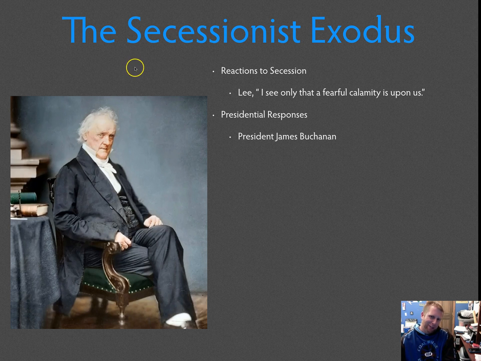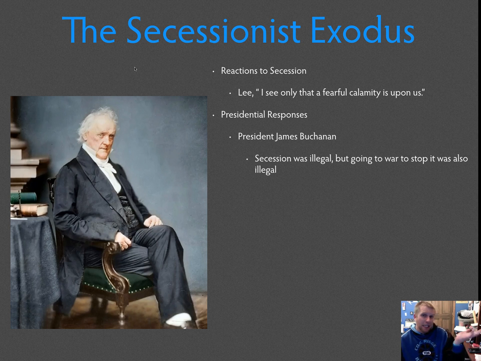James Buchanan, here's why he's not a very good president. He said, secession's illegal. You can't do that, but I can't fight you to stop you. It's illegal for me to attack you. I can't go to war to stop you because that's illegal. I just can't break the law. You're breaking the law, but I can't break the law too. Two wrongs don't make a right.